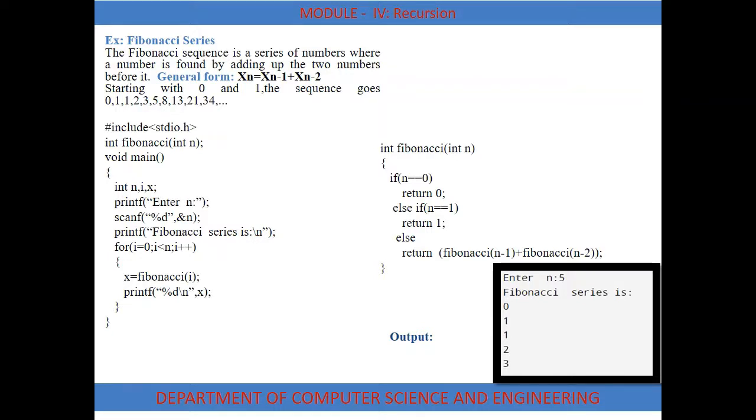Initially we have done the function declaration, that is int Fibonacci of int n. Then in the main function we are reading the value of n. So let me consider n is equal to 5. Then Fibonacci series is, so for i is equal to 0, i less than n, i plus plus. So here n value is 5. So initial value of i is 0.